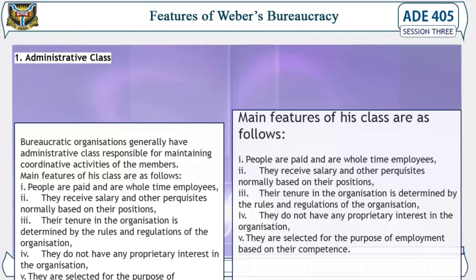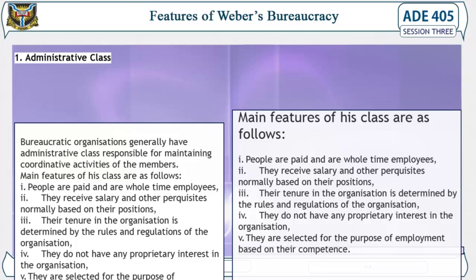The following features suggest the characteristics of bureaucratic organizations. 1. Administrative class. Bureaucratic organizations generally have an administrative class responsible for maintaining coordinative activities of the members. Main features of this class are as follows. 1. People are paid and are whole-time employees.